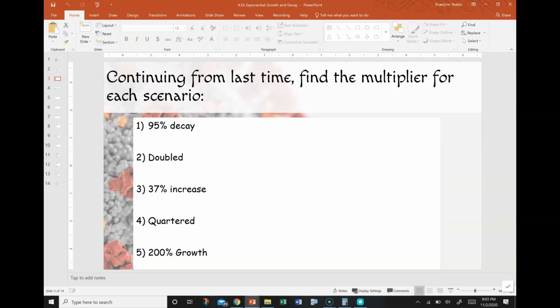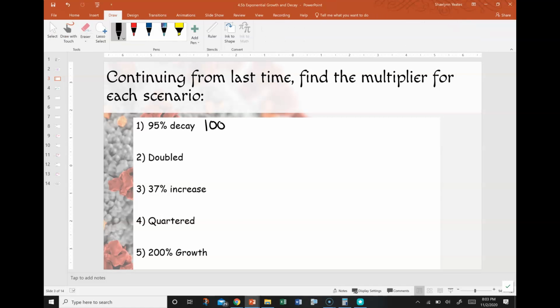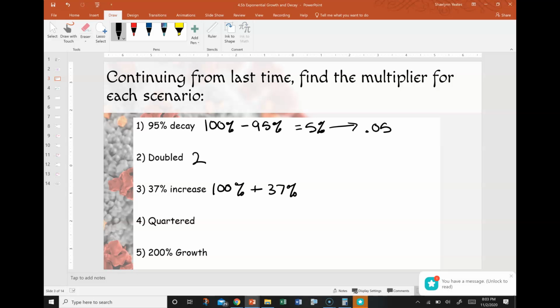So if I have 95% decay, I'm going to take my 100% and subtract my 95% because decay means subtract. So our multiplier is going to be 5%, which as a decimal is 0.05, because that's how much it is out of 100. If something's doubled, that's an easy multiplier. You're just multiplying by 2. If it's a 37% increase, we're going to take our 100% and add, because we're increasing, 37%. So we'll have 137%. This as a decimal is 1.37.